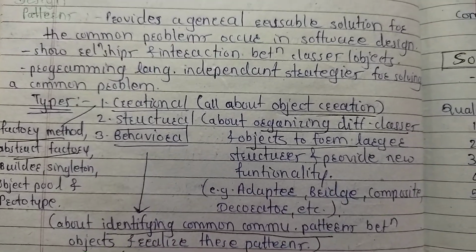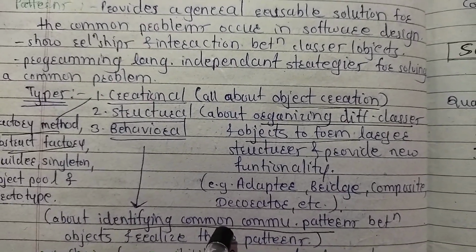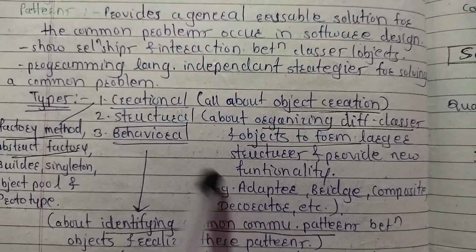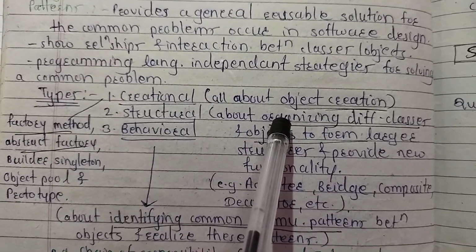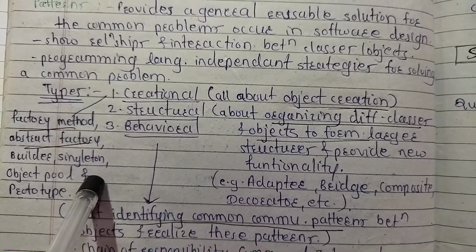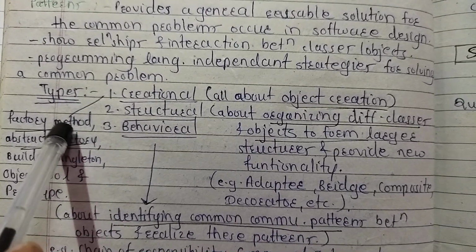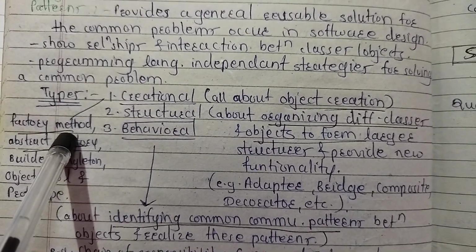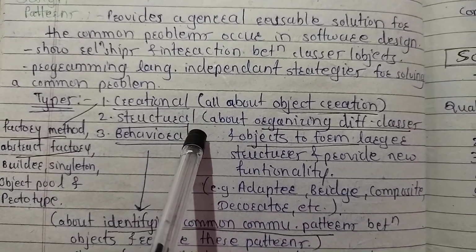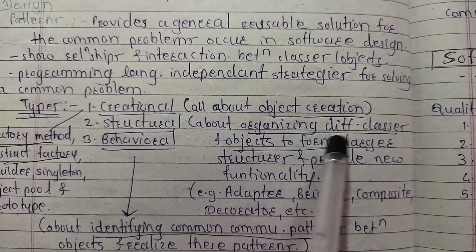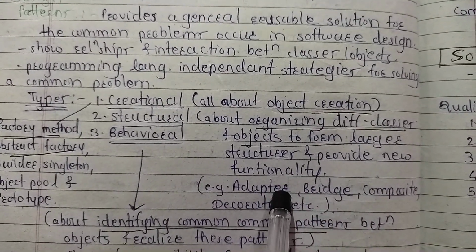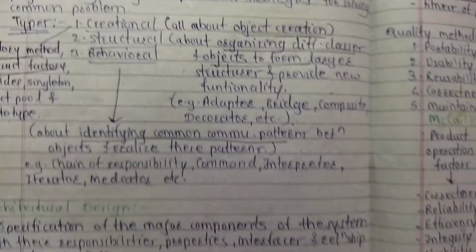Behavioral design patterns are about identifying common communication patterns between objects and realizing these patterns. Creational means it's all about object creation using factory method, abstract factory, builder, singleton. The factory method is the most important; there is a numerical on this method in the exam. Structural design patterns are all about organizing different classes and objects to form larger structures and provide new functionality. Okay, these are the design patterns.